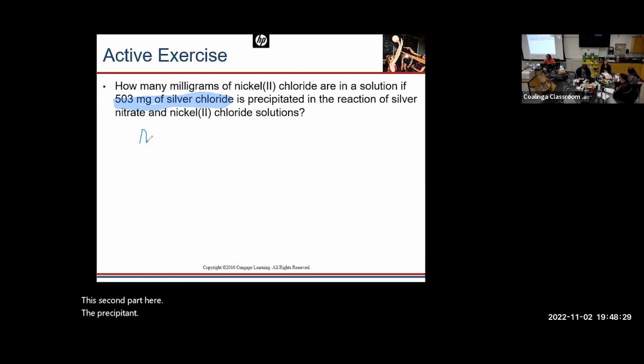Ag. Okay, so Ag and O3. Now, Edwin, I'm not saying that you're wrong. I just asked you if you're sure. No, you were not wrong, because you said nickel 2 chloride was one of the reactants, right?